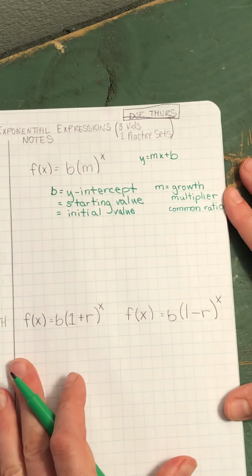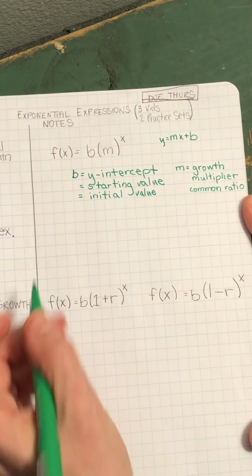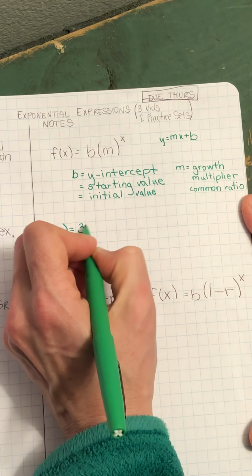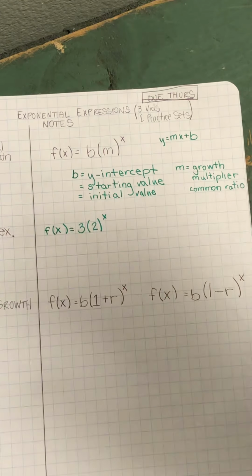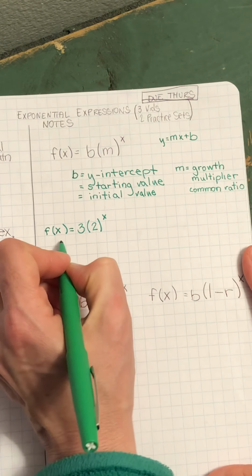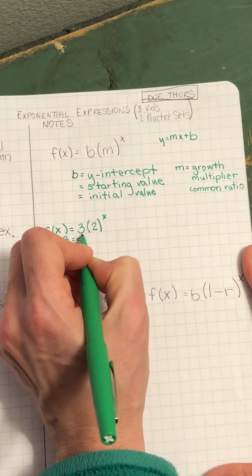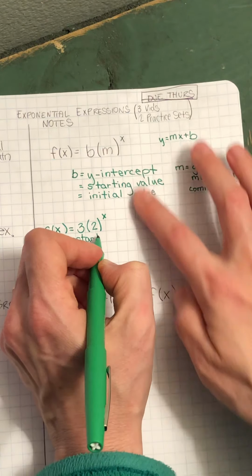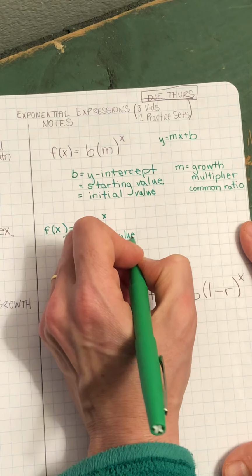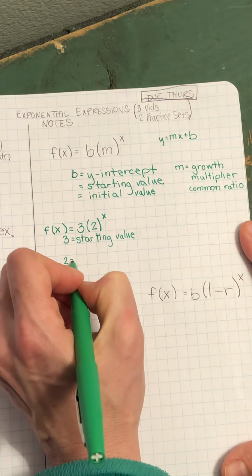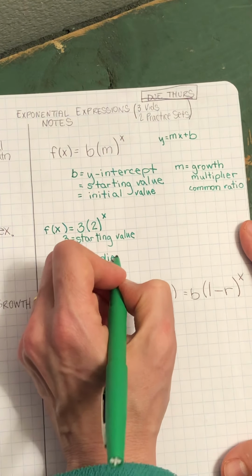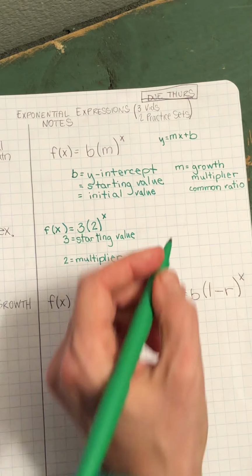All right, so for our example, I'm going to talk about the equation 3 times 2 to the x. Okay, so 3 is our initial value, or our starting value. So just to connect it to the top, that's our starting value. I can use any of these words to describe it. And 2, let's just call it our multiplier for right now. It is our growth, and it is our common ratio. Let's look at the table.